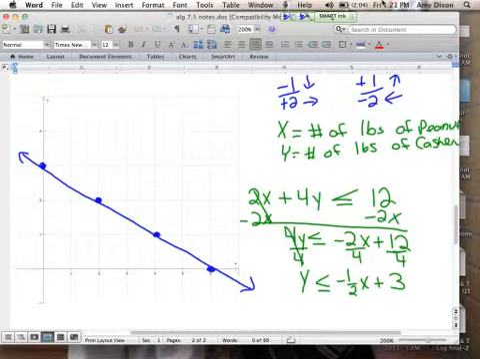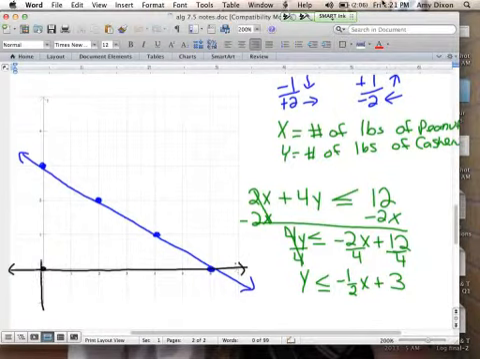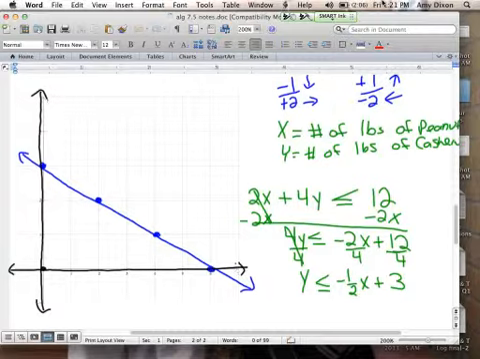But before you start shading, let's talk about it a second. Our problem is dealing with number of pounds of cashews and number of pounds of peanuts. Let me show you where our origin is. Our 0, 0 mark is right here. Here's my x-axis, here's my y-axis. All of these points below the line will make the inequality true. However, you have to look and see if they make sense to the problem. Will it make sense for us to be in any of these negative regions? Can we buy negative pounds of peanuts and cashews? We cannot.